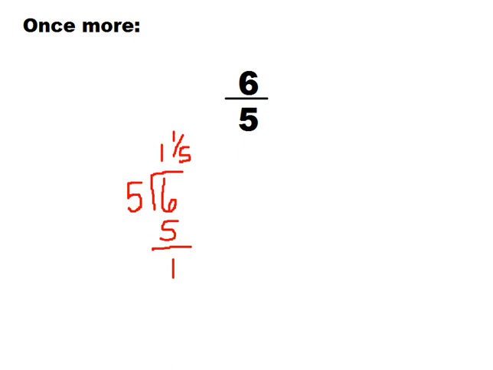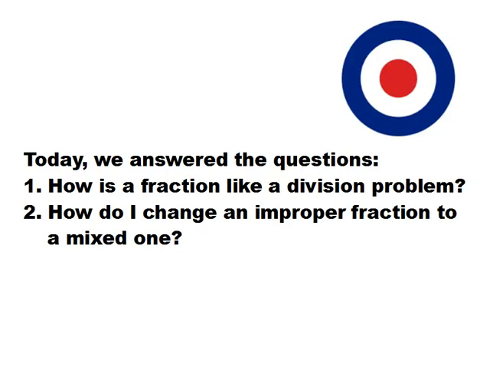That shouldn't be hard for you. We answered the questions. How is a fraction like a division problem? When you have an improper fraction, that means you have more than one of something. If you want to know how many whole somethings you have, well, it's a division problem. How do I change an improper fraction to a mixed one? Take my numerator, divide it by my denominator, and make sure I write my remainder as a fraction.